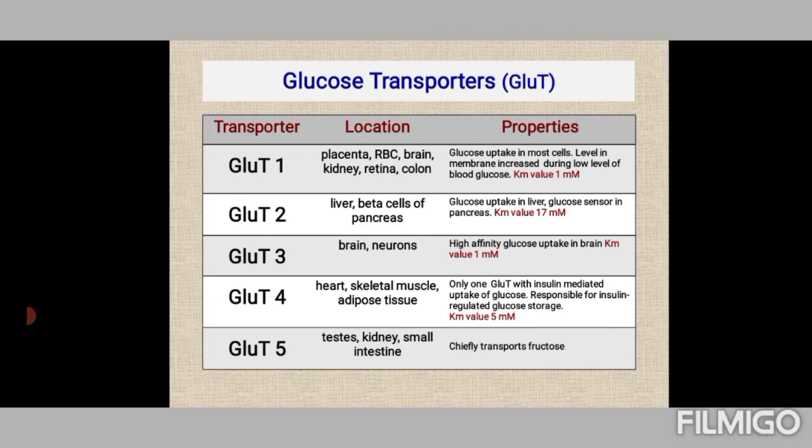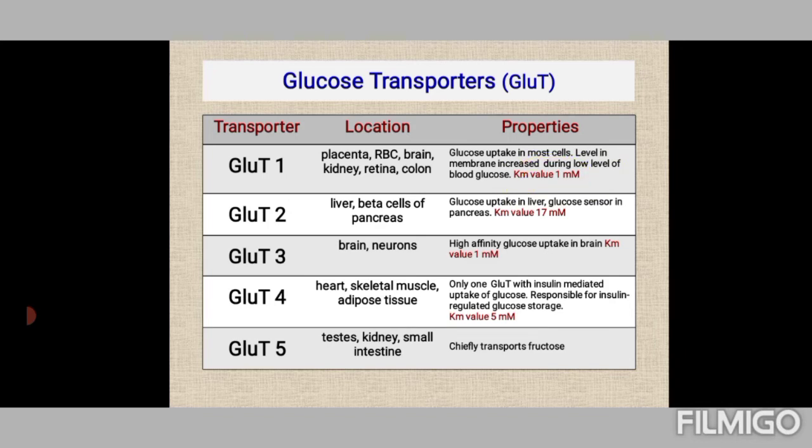Now GLUT1 is present in all cells of the body, and it is responsible for the basal glucose uptake of the body. The Km value for glucose of this GLUT1 is 1 millimole, which is much less than the normal blood glucose level of 5 millimole. Now here 5 millimole means in milligrams it comes around 80 to 120 milligrams. So this is expressed here in millimoles so as to correspond with the Km value also.